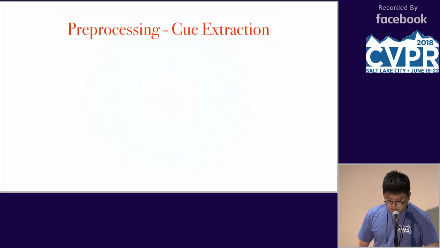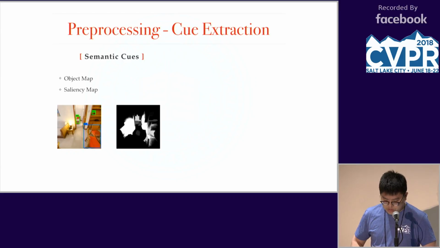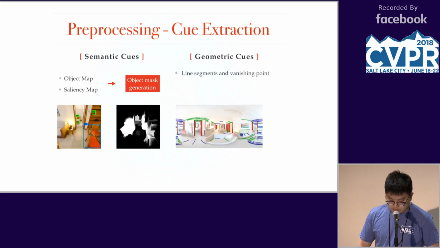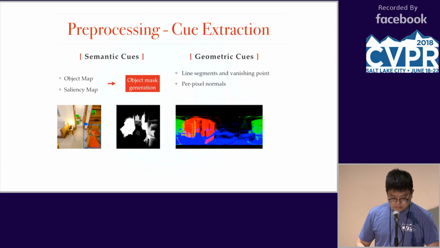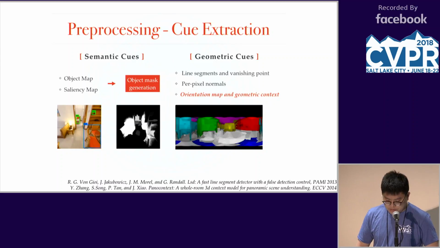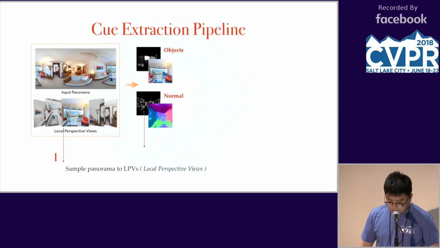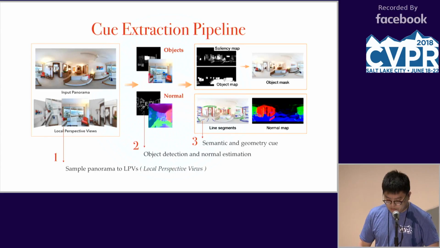Next, let me introduce the details of each representative and explain how to use them to infer 3D depth. Starting from the pre-processing step of our cue extraction. Our cue extraction starts from sampling the panorama image into local perspective subviews. After that, we apply object detection and saliency estimation to each subview for the semantic cue extraction, and line detection and geometric context for the geometric cues.